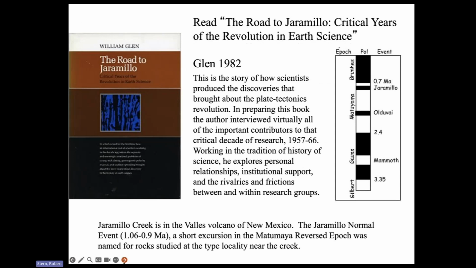So this is an interesting book that some of you might be interested in. This is The Road to Jaramillo, Critical Years of the Revolution in Earth Sciences. Jaramillo Creek is in the Valles volcano of northern New Mexico. The Jaramillo normal epoch, which is right here, was a short excursion in the Maruyama reversed epoch, and it was named for rocks at the type locality. So this book is the story of how scientists produced the discoveries that brought around the plate tectonics revolution. Anyway, some of you might enjoy it.